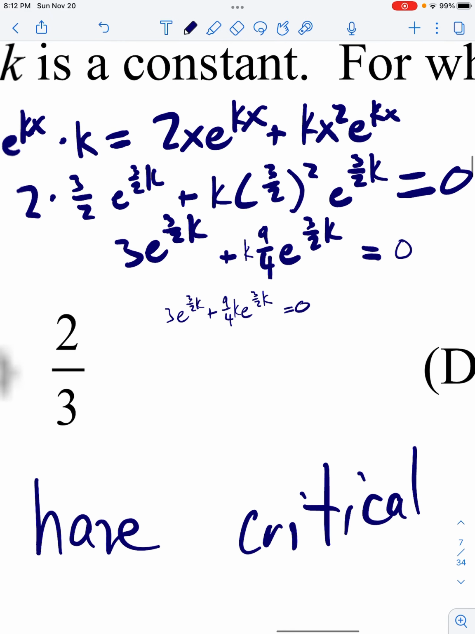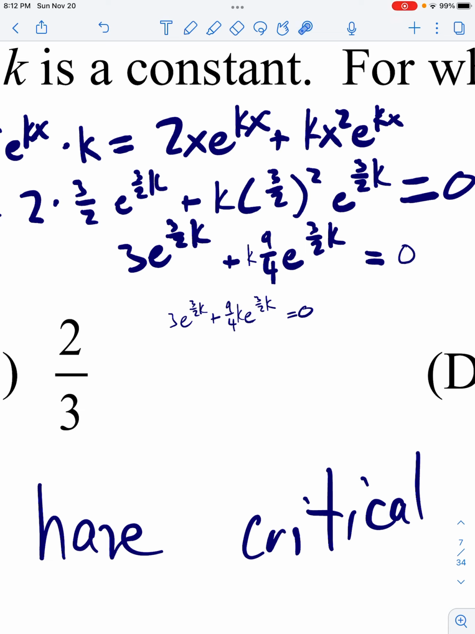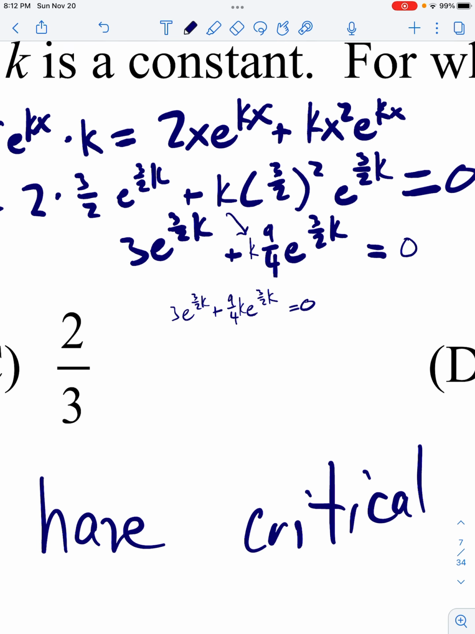Okay, so let's factor out. I'm sorry, guys. I forgot to copy this k down to here. So I forgot to move this k down here. Sorry about that. Okay, then now I have solutions. So I factor out an e to the 3 halves k. I get this.